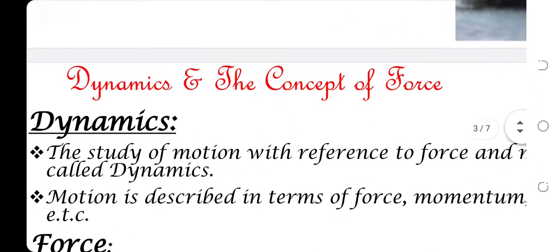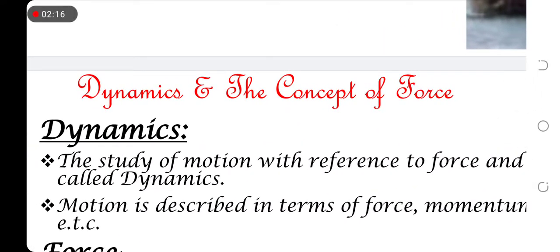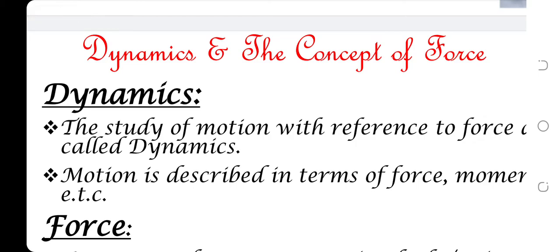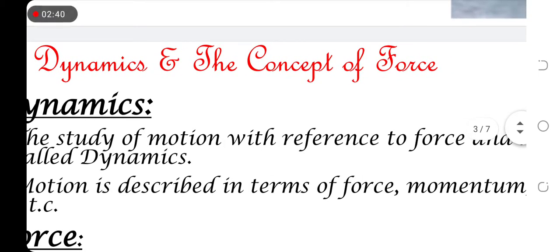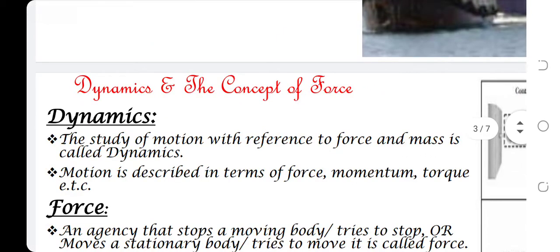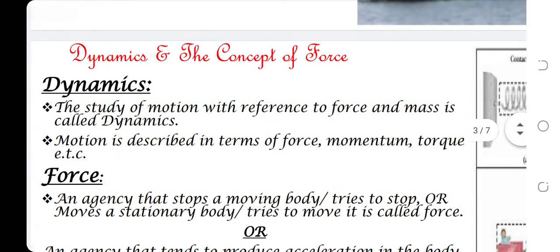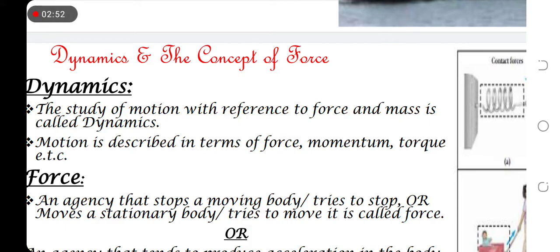As in the previous chapters, we have studied about mechanics. Mechanics has two branches. One of them is kinematics, another is dynamics. The study of motion with reference to force and mass is called dynamics. Motion is described in terms of force, momentum, torque, where mass is also involved.